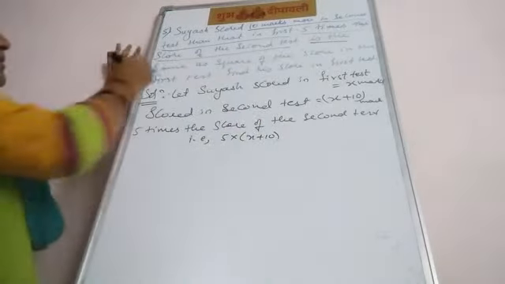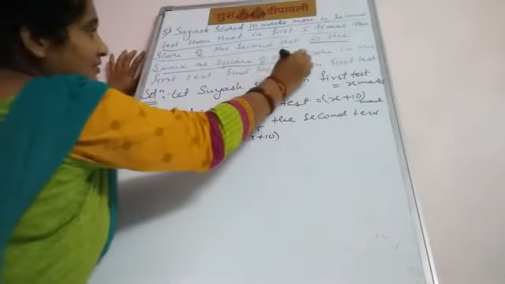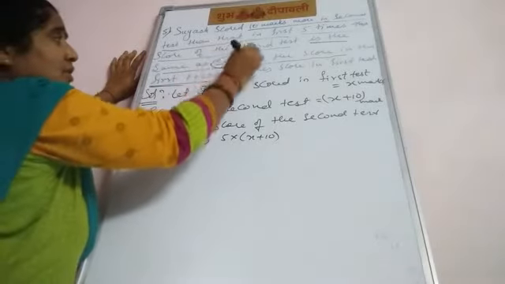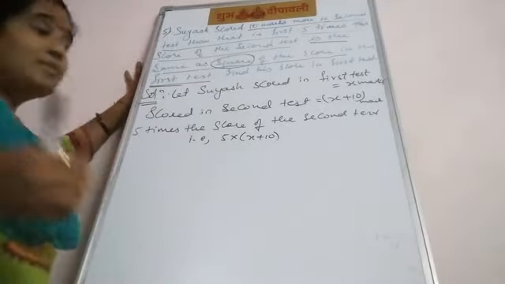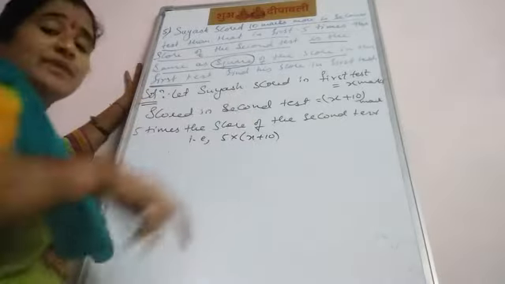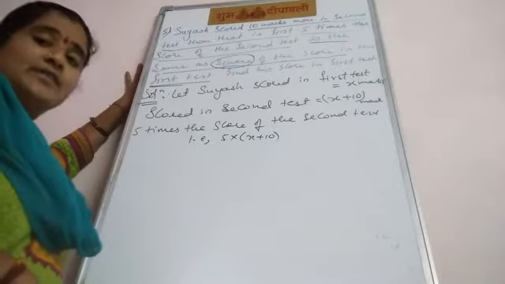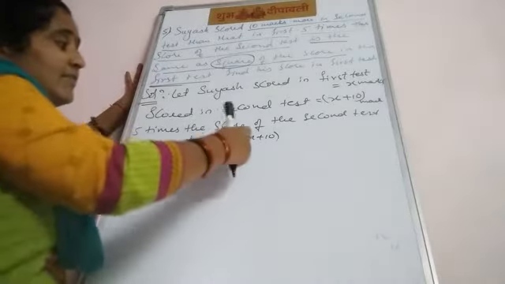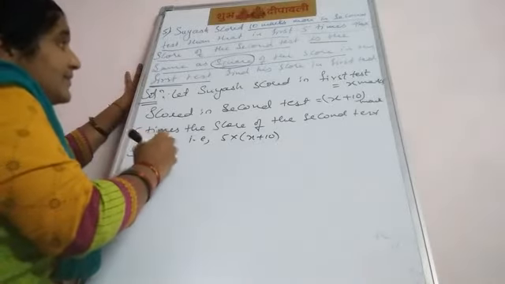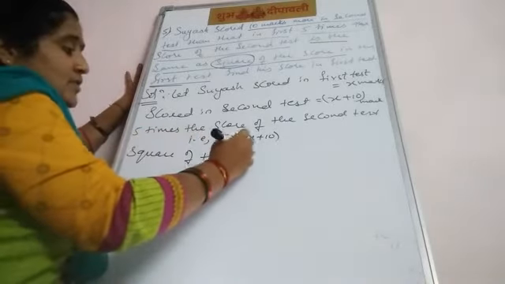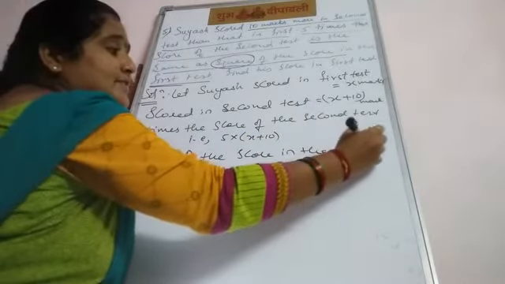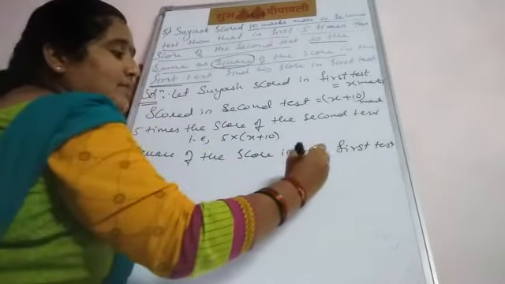Is means what? Equal. The same as the square of the score in the first test. Square means what? Degree 2 of the score in the first test. In the first test, how many marks did he get? x. So for that we will make the square, then we will equate. See here, the square of the score in the first test equals x square.